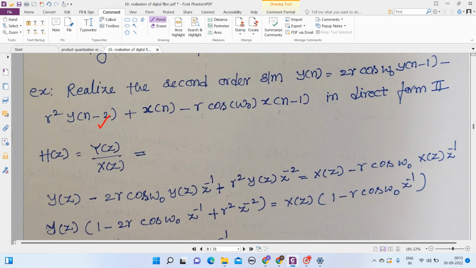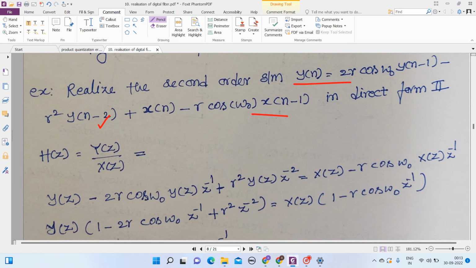So, in this video, we will discuss one problem related to direct form 2 structure. Realize the second order system. This is your difference equation. You have to draw the direct form 2 structure for this difference equation.